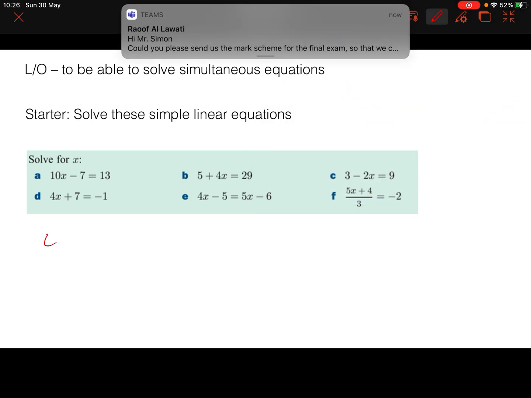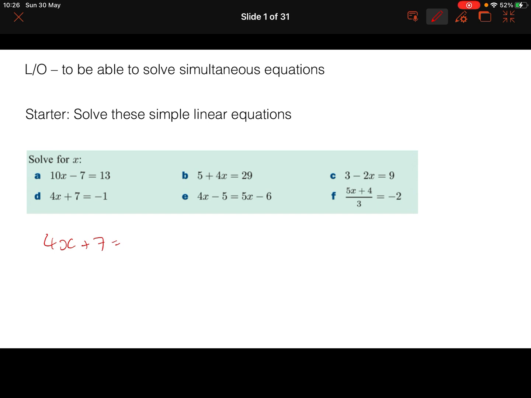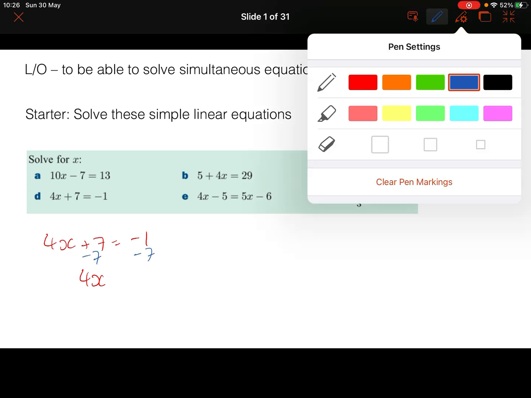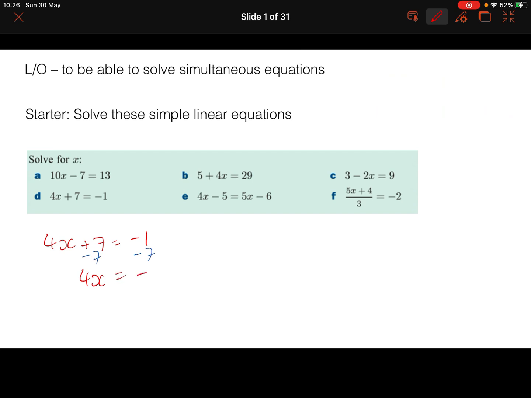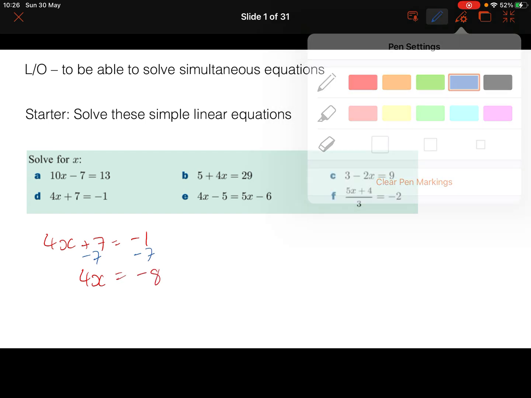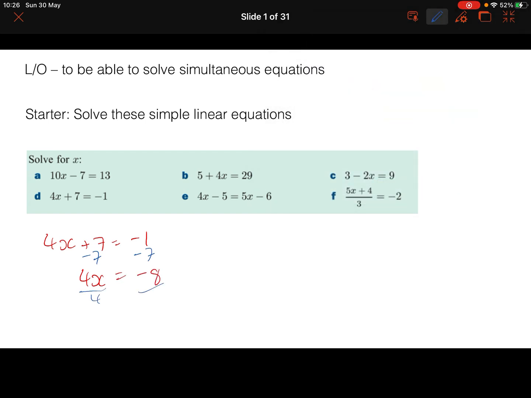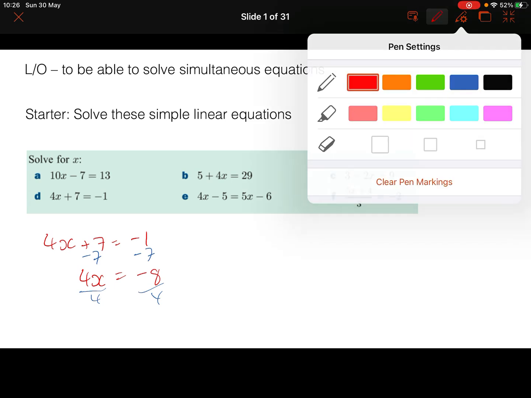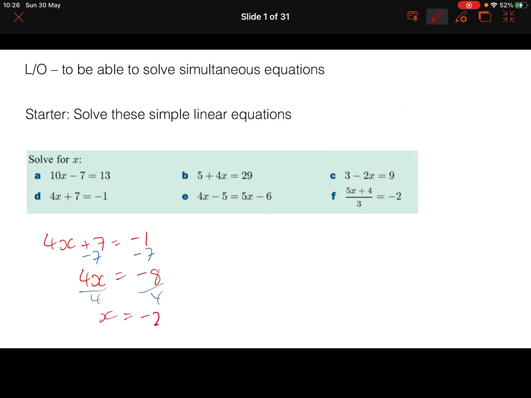4x plus 7 equals minus 1. So for 4x, we're going to subtract 7 from both sides, so it will be equal to negative 8, and divide both sides by 4. Minus 8 divided by 4 is negative 2, so the answer is negative 2. Again, you can check.